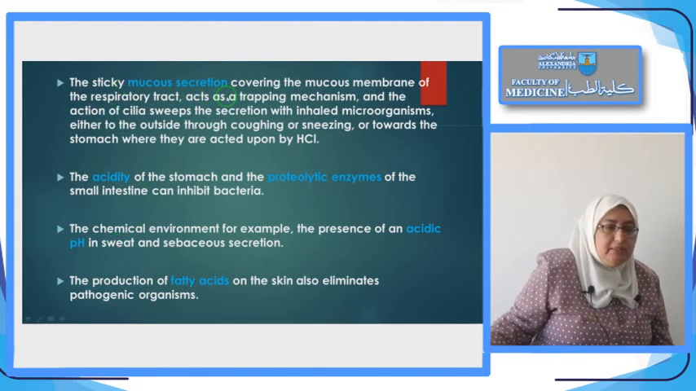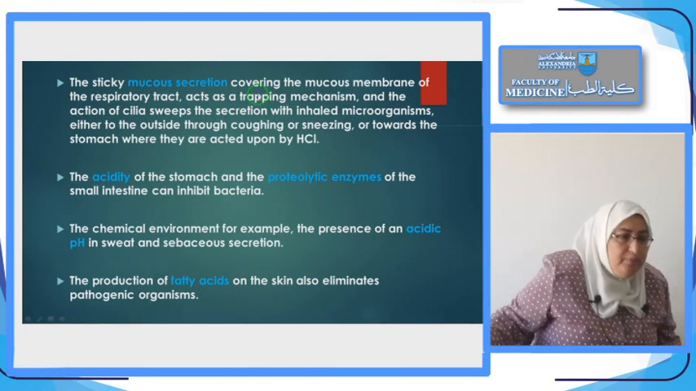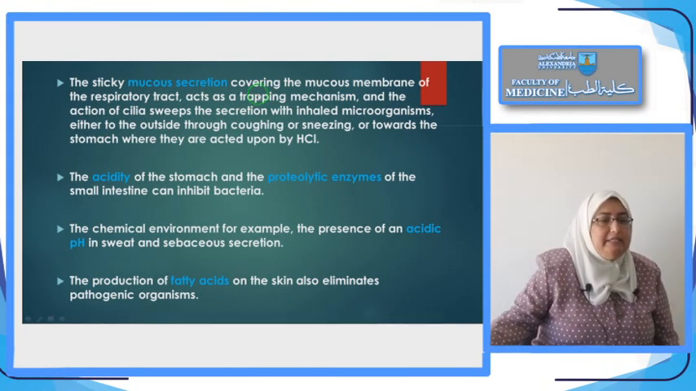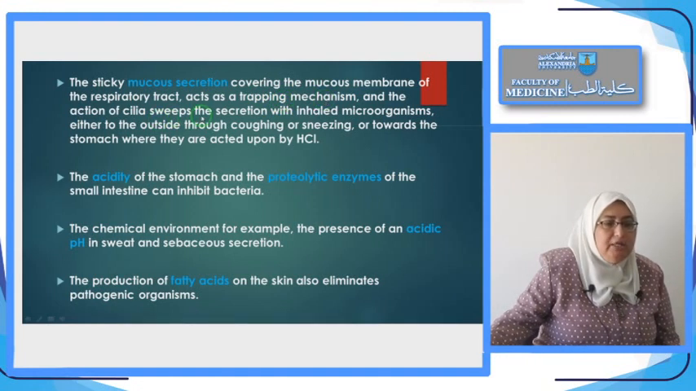Thirdly, the sticky mucus in the respiratory and gastrointestinal tract acts as a trapping mechanism, and then the action of cilia will sweep the secretion with inhaled microorganisms either outside through coughing or sneezing, or toward the stomach where they are acted upon by HCl. So the sticky mucus in the respiratory tract and cilia. Then the acidity of the stomach, the HCl, will kill the microbe. Then proteolytic enzyme in the small intestine will inhibit bacteria.